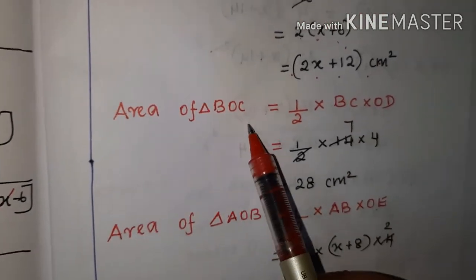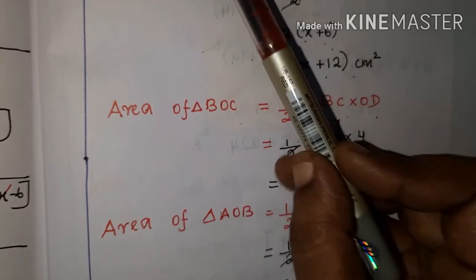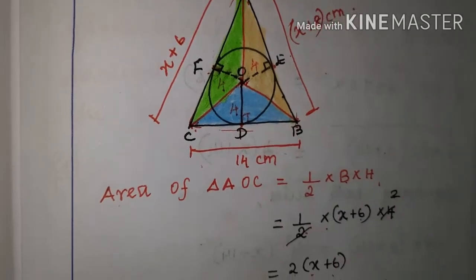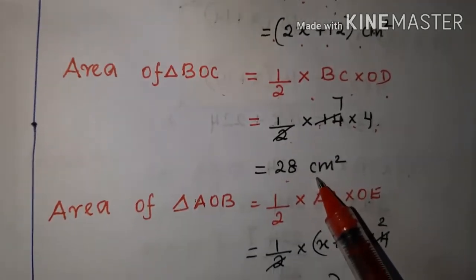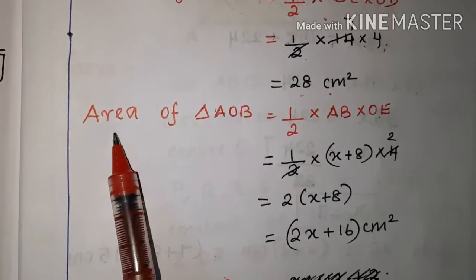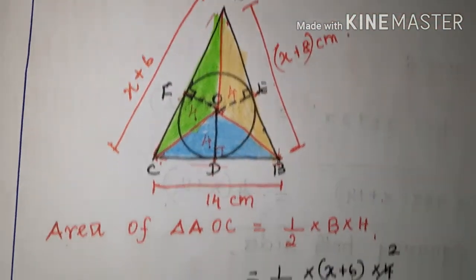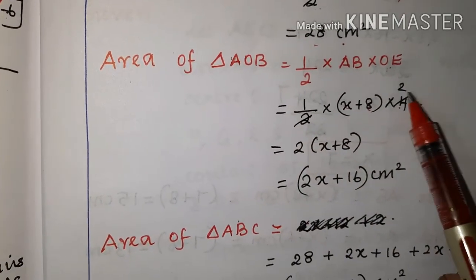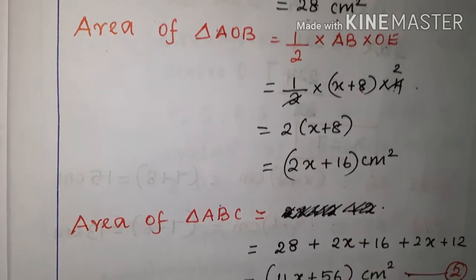Likewise, next area of triangle BOC is equal to half into BC into OD. So half into BC is 14 centimeter into OD is 4 centimeter. So 14 into 4. So when you cancel 7 times you get 7 into 4, 28 centimeter square. Now come to next one, area of triangle AOB. That is equal to half into AB is the base and OE is the height. Okay. So now AB is x plus 8 into 4. Now cancel 2 and 4. 2 times it goes. So 2 into x plus 8. That is 2x plus 16 centimeter square.